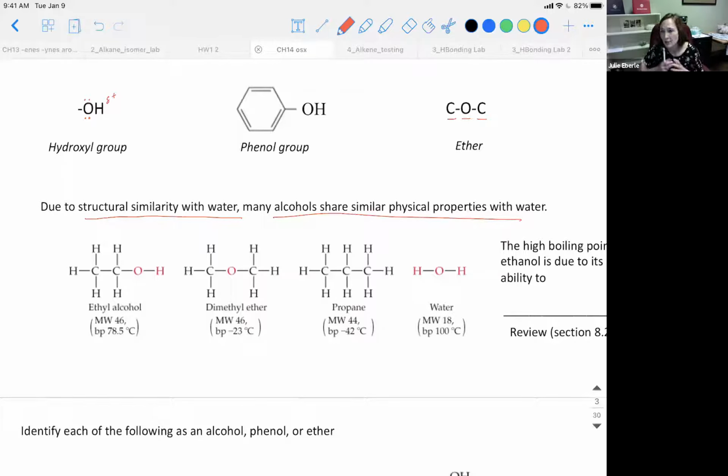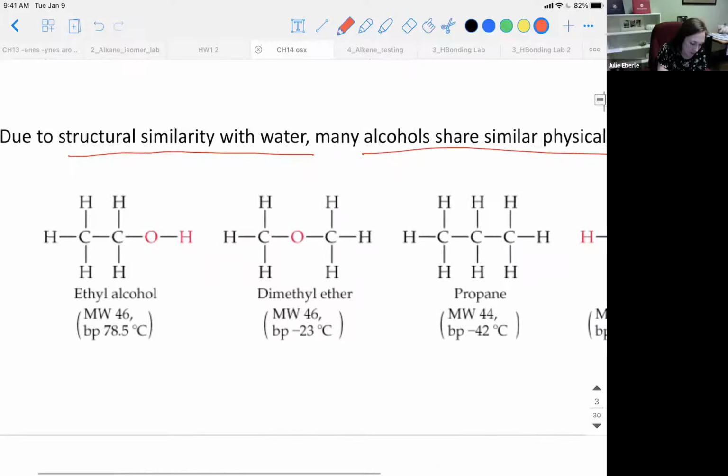The stronger the type of intermolecular force holding molecules together, the more energy it takes to break them apart, the more heat. So the higher their melting and boiling points will be. So look at this, ethyl alcohol. We've got the acceptors right here, and we've got a donor. So this can hydrogen bond. Alcohols can hydrogen bond. What do y'all think about dimethyl ether?